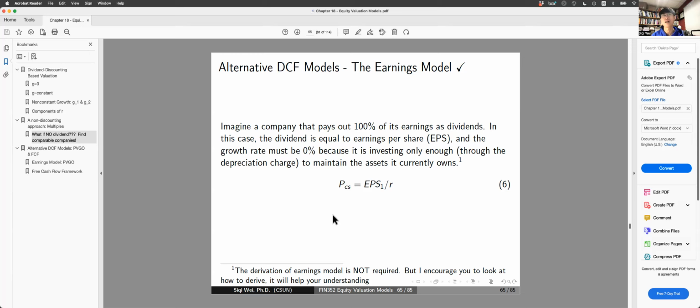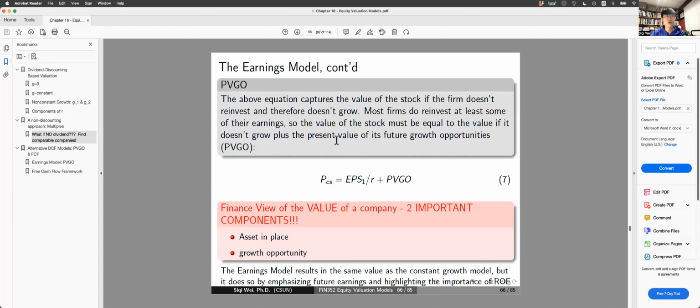Suppose a company pays out 100% of its earnings as dividends. In this case, your cash flow will be a constant number. That's going to be your E, earnings per share. If you scale it by the required rate of return, you are going to get your share value. This subscript CS stands for common stock. So this is under the 100% payout scenario.